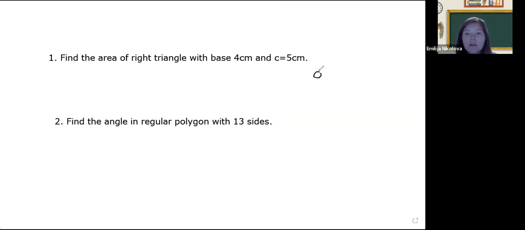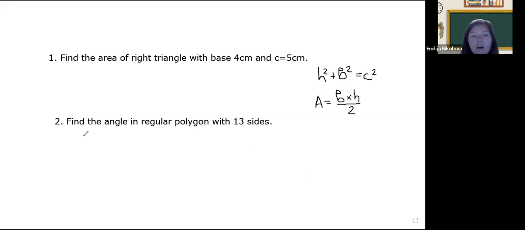So for the first one, it was a squared plus b squared, where a is the height here. So the height squared plus b squared equals the hypotenuse c squared. And the area was the base times the height divided by 2. And for the polygon with 13 sides, we had the formula n minus 2 times 180 divided by n.